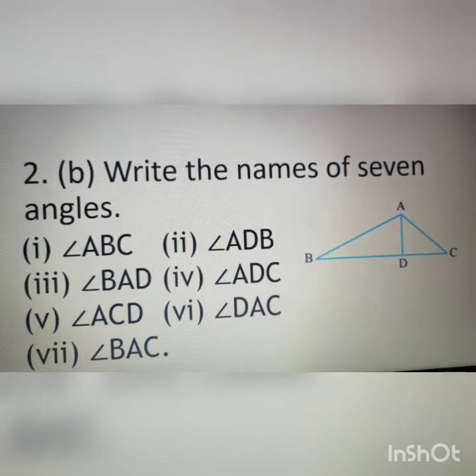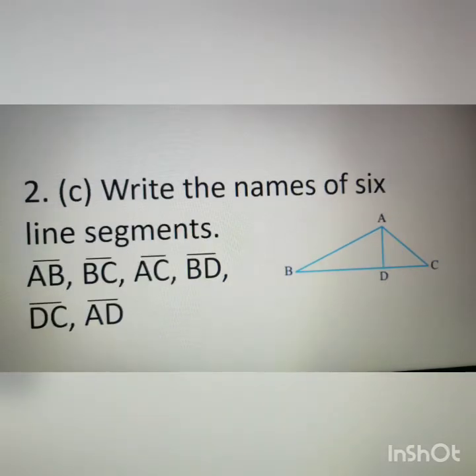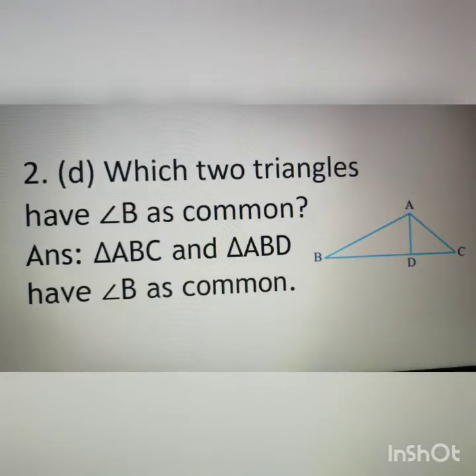angle BAC. Question number 2c. Write the names of six line segments. Six line segments are AB, BC, AC, BD, DC and AD. Question number 2d. Which two triangles have angle B as common? Answer. Triangle ABC and triangle ABD have angle B as common.